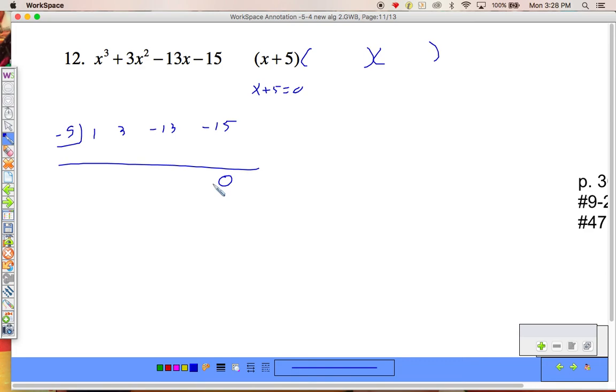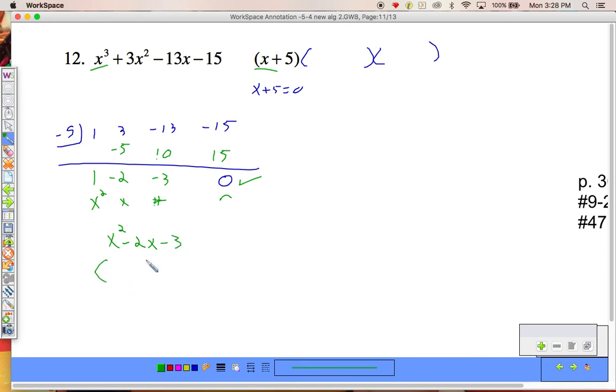I'm automatically going to put that remainder of 0 because I need that to work. Drop the 1, multiply, add down. Multiply, add down, multiply, add down, and it worked. So I had an x to the third, and I took out 1. So x squared, x and a number, and no remainder. I get x squared minus 2x minus 3.